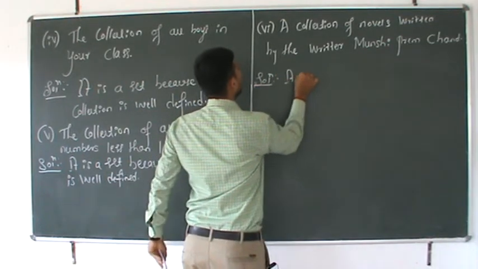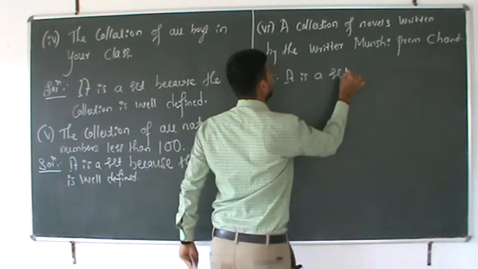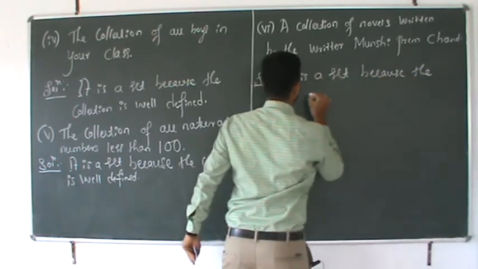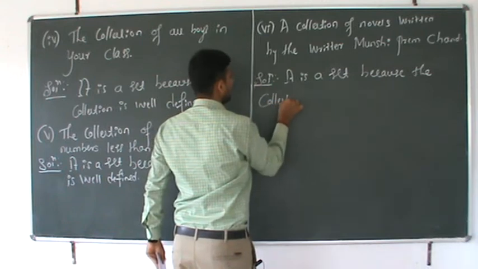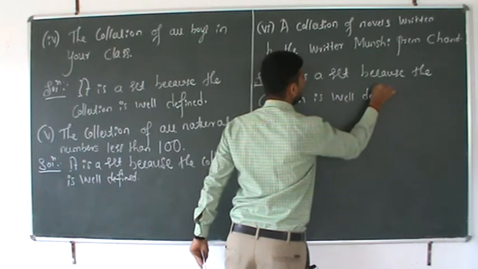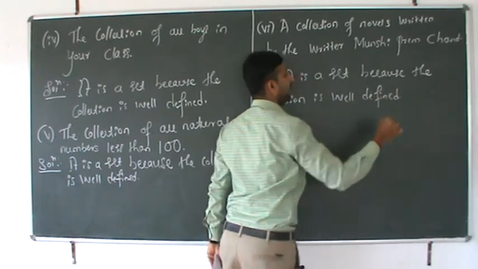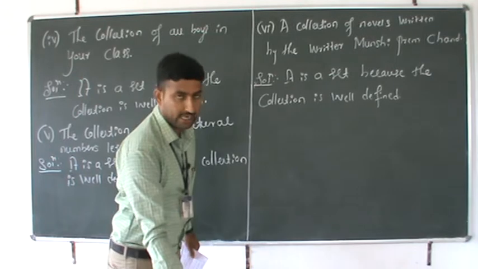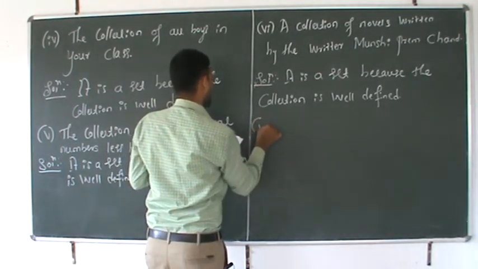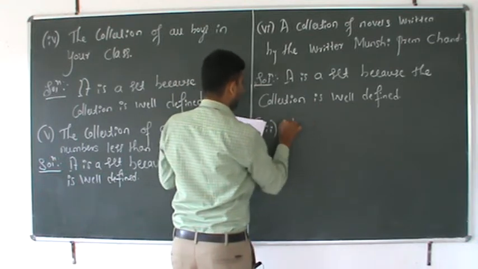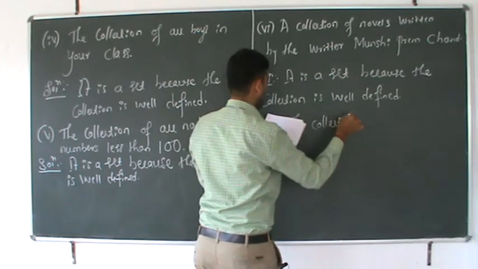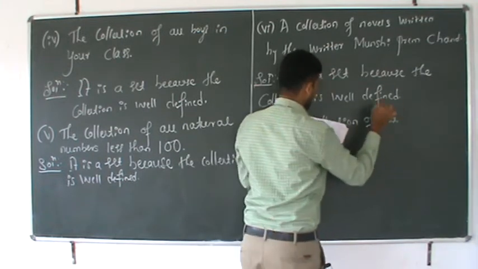It is a set because the collection is well defined. If it is well defined, it is going to be considered a set. The collection of all even integers.